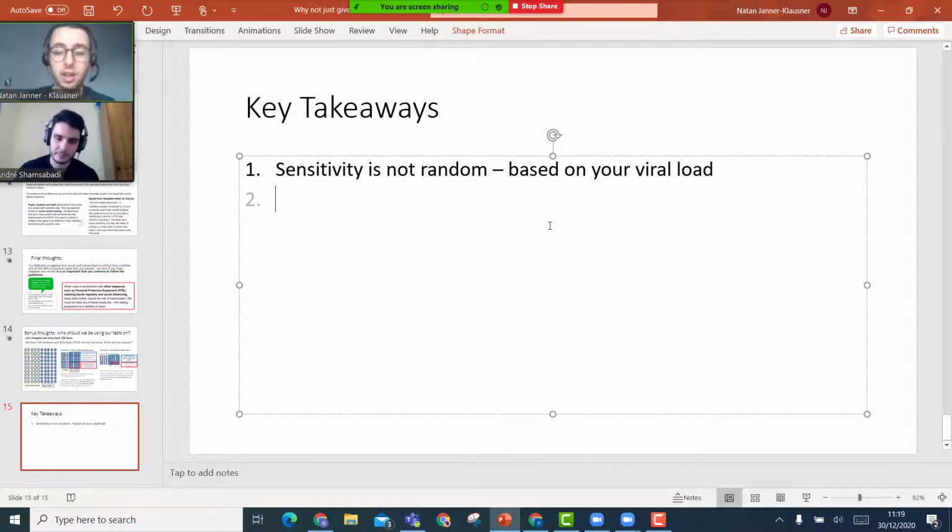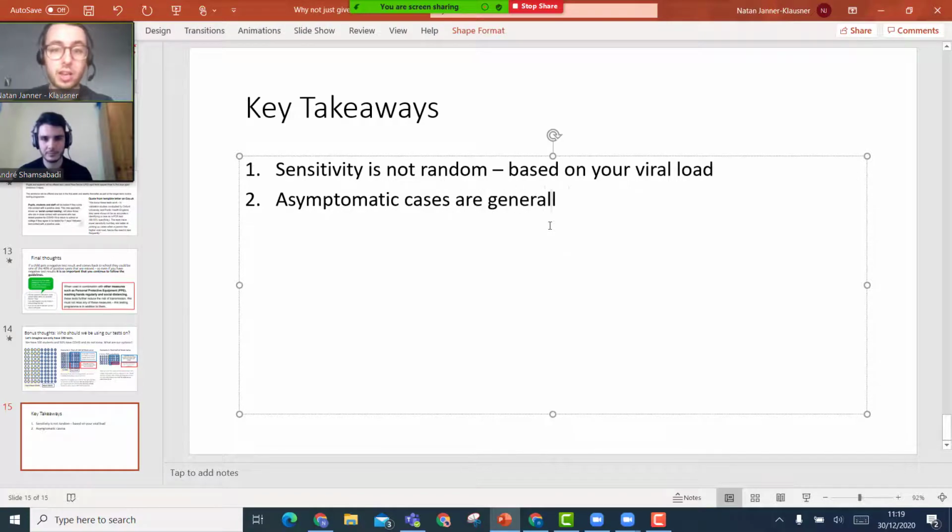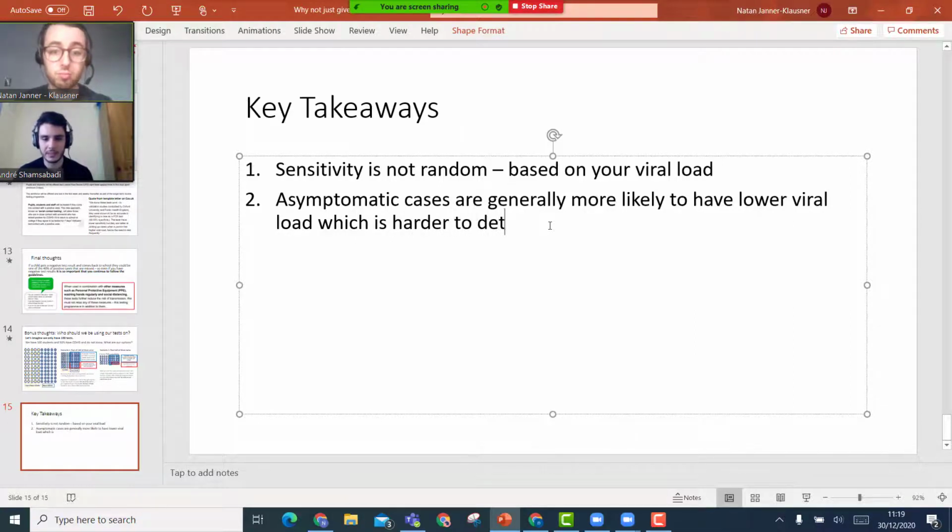Next thing to say is that asymptomatic cases are generally more likely to have lower viral load, which is harder to detect. Yeah, 100%. So generally that is the case. Asymptomatic, but they are less likely, perhaps, to be as infectious. But still, asymptomatic cases are generally more likely to have a lower viral load, which is harder to detect.